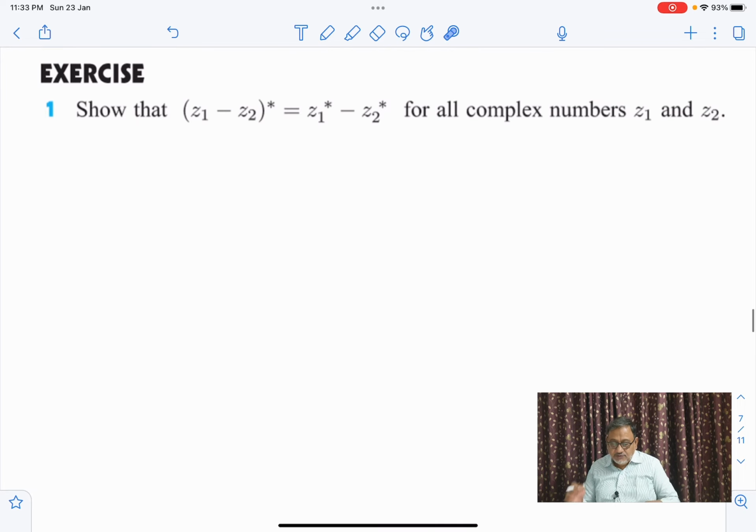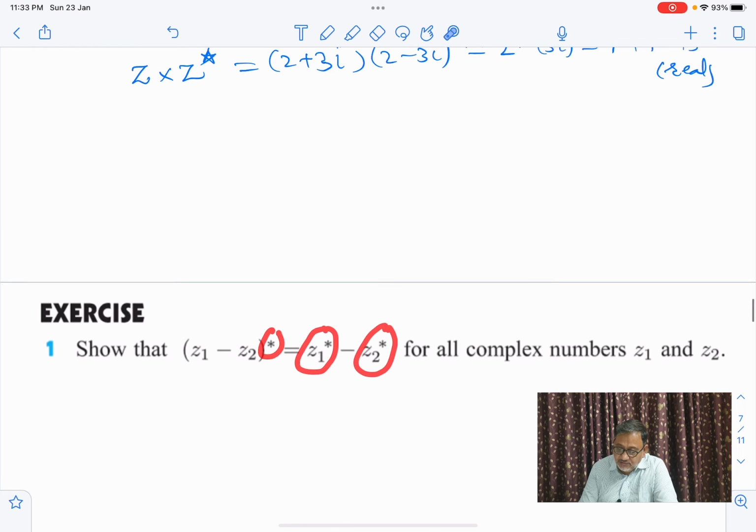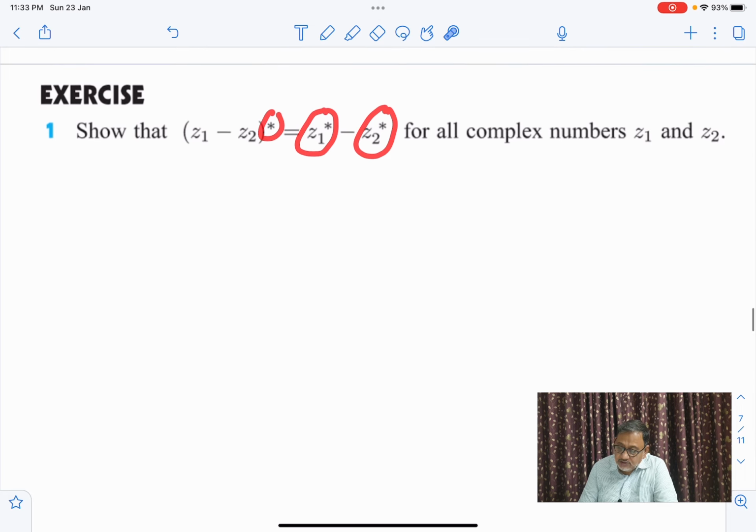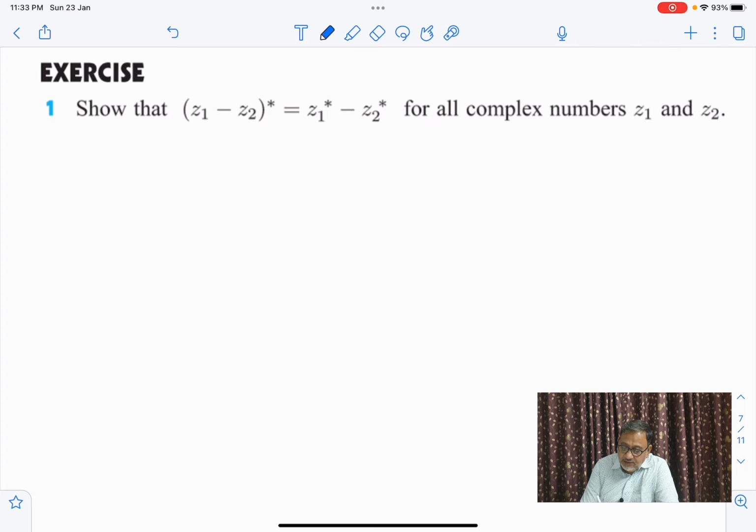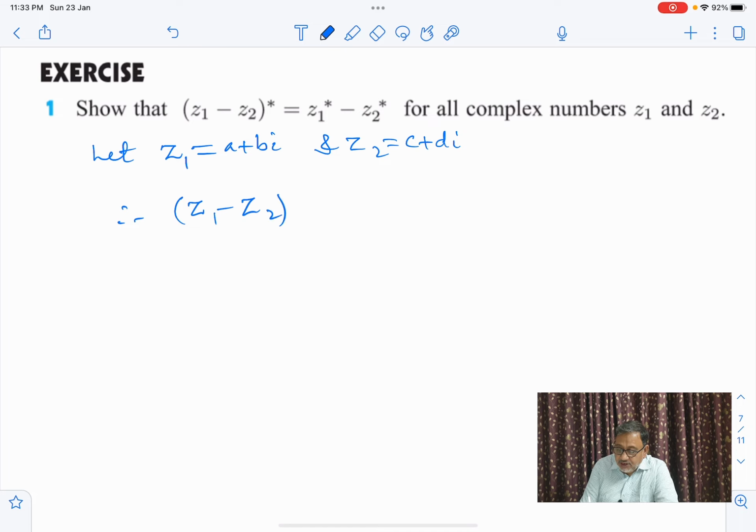Now this is the exercise. We will solve a few questions. So show that the conjugate of (z1 minus z2) is equal to z1 conjugate minus z2 conjugate. The property we have just seen, so that we have to prove here in this question. So anyway, no problem. What we will do, let z1 is equal to a plus bi and z2 is equal to c plus di. Okay. Let us take them like that. So therefore, I will take the left hand side. The conjugate of (z1 minus z2) will be equal to the conjugate of ((a plus bi) minus (c plus di)).